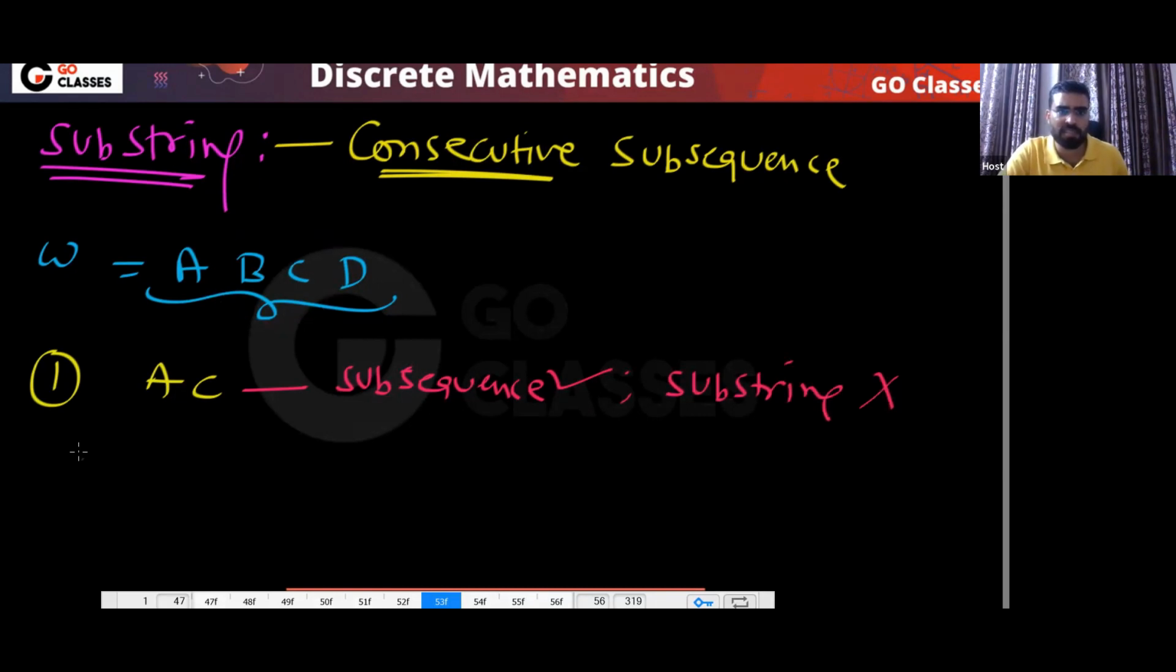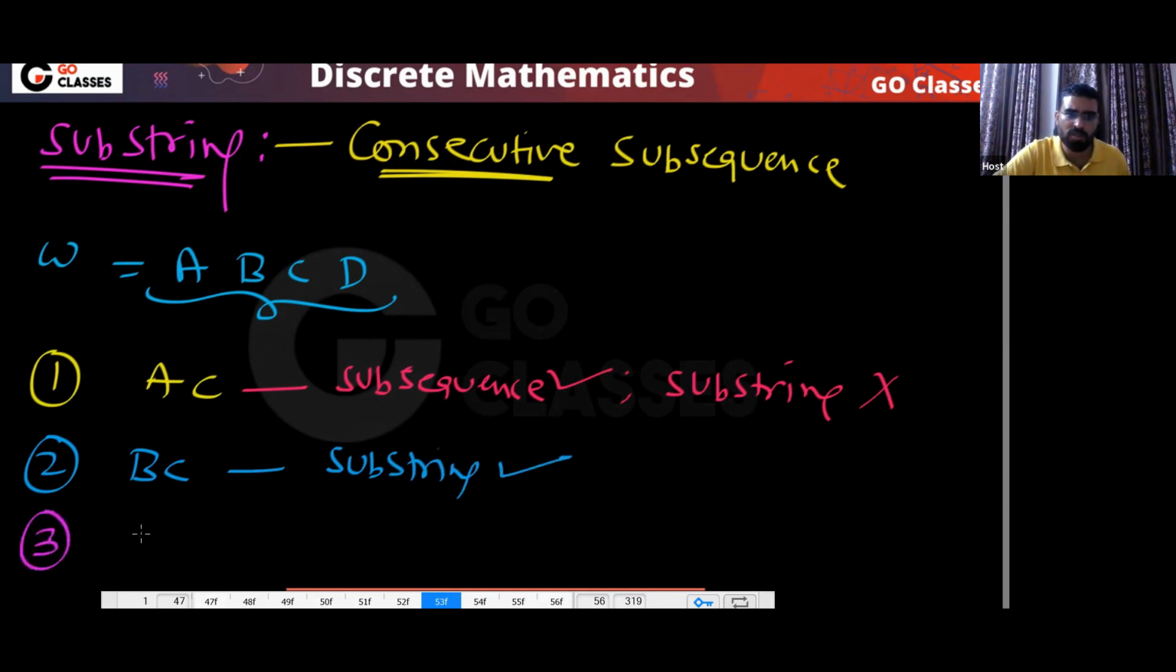For example, BC is a substring. And every substring is a subsequence, so this is a subsequence also. What about CB?